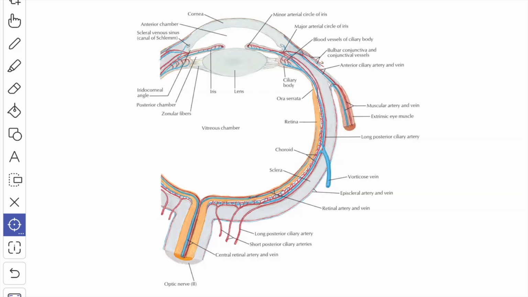So, here you can see this is the optic nerve. So, in the center you have the central artery of the retina. This artery reaches the optic disc through the central part of the nerve and supplies the optic nerve and the inner 6 or 7 layers of the retina. The central artery is a typical end artery and its obstruction produces total blindness.